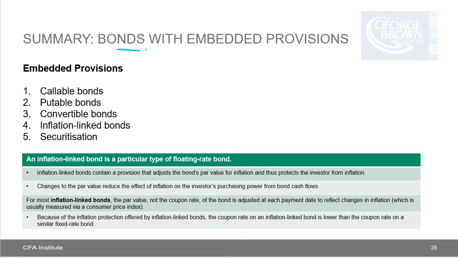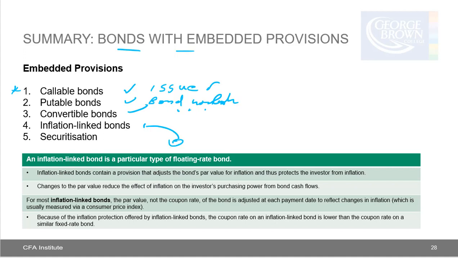So a quick summary of bonds with embedded provisions. Some of the embedded provisions: number one, callable bonds, and that's a right of the issuer. Puttable bonds is a right of the bondholder. Convertible bonds is also a right of the bondholder.